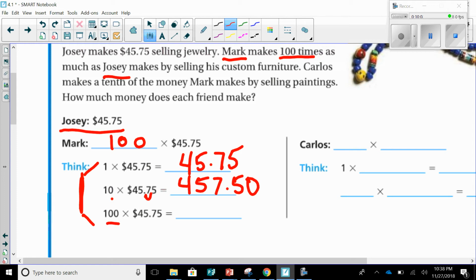So now I'm looking at 100. I have 2 zeros in 100. So I'm going to go from that decimal point and move 2 spaces to the right.